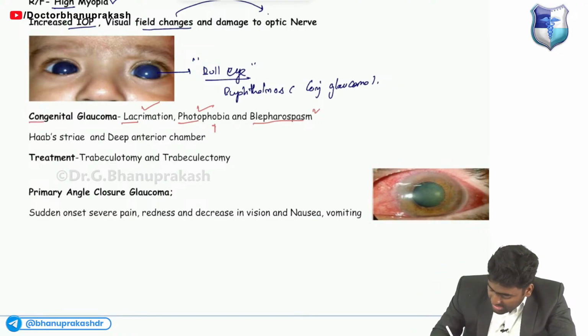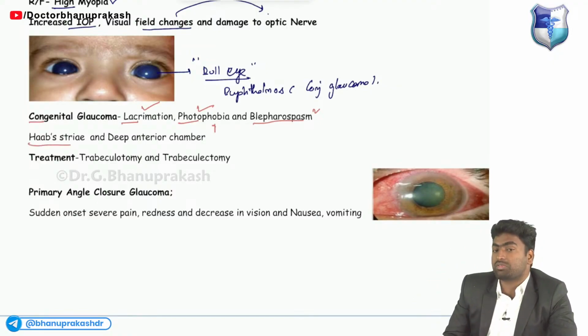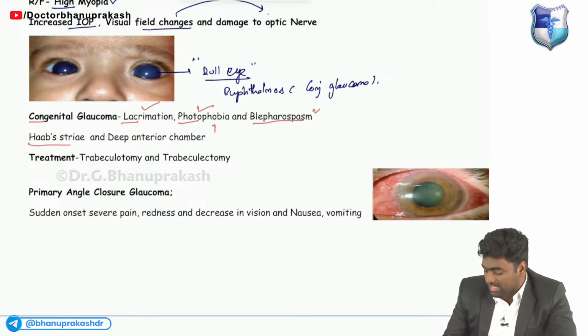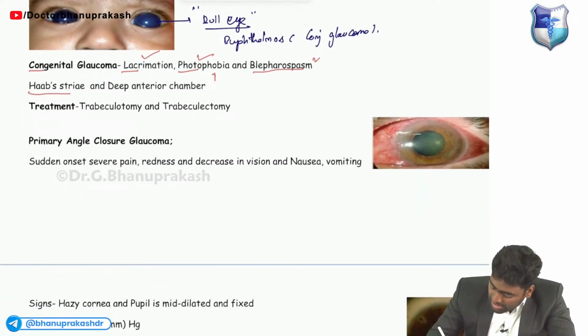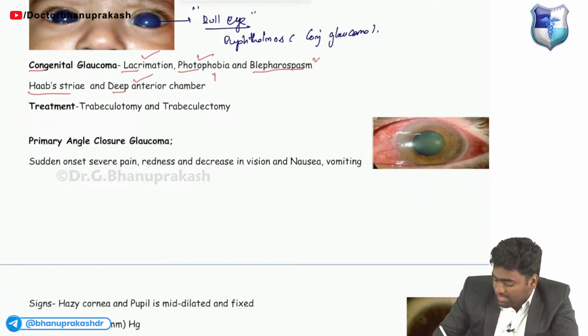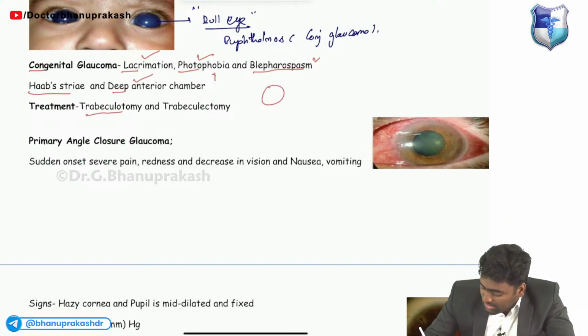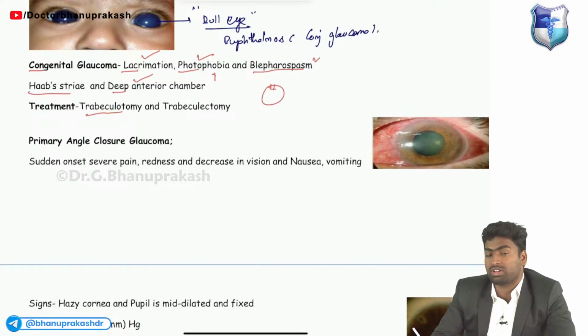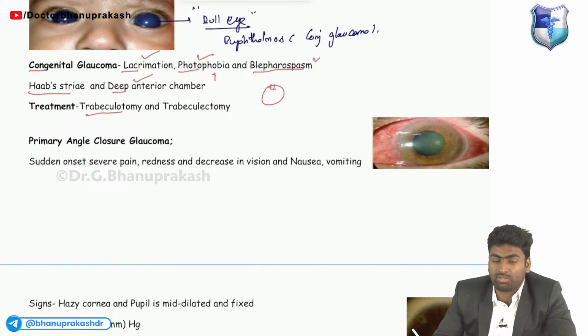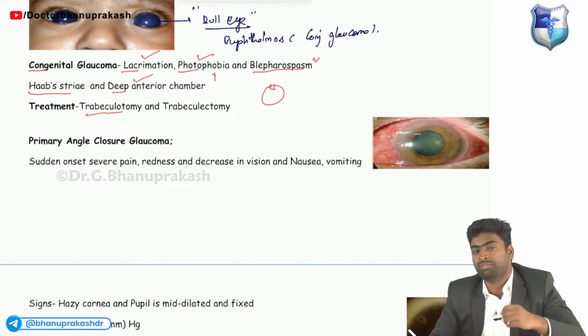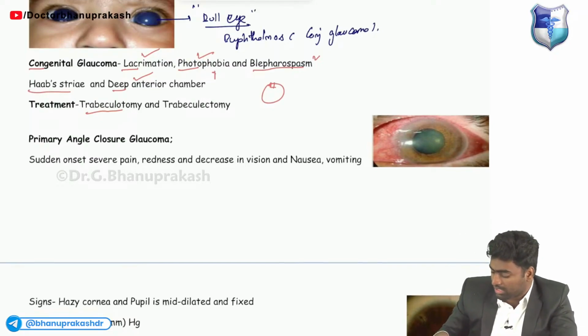Then in the case of congenital glaucoma, we'll see striae, which are known as Haab's striae, and there will be a deep anterior chamber. So in the case of congenital glaucoma, what will we do? We'll do trabeculectomy or trabeculotomy. That means we'll remove some part of the trabecular meshwork and promote the aqueous flow, or else we'll remove more part and put in a graft. So that is known as trabeculotomy and trabeculectomy.